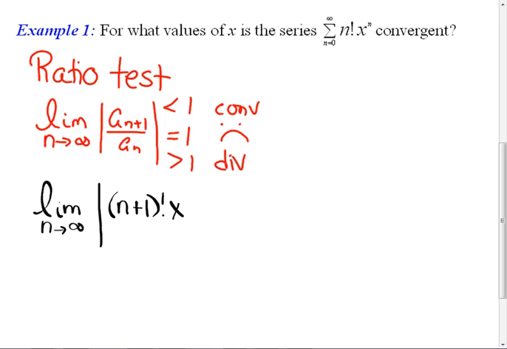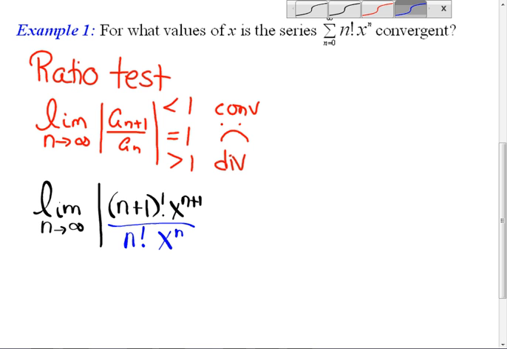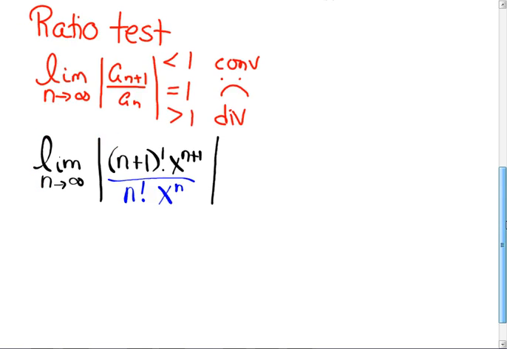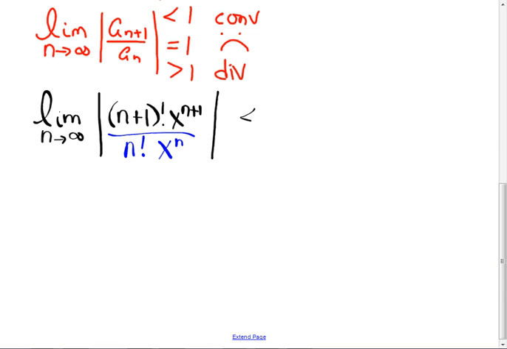And then this is x to the n plus 1, and then we're going to divide by this one. So it's divided by n factorial, and then this is x to the n. I put an n plus 1 in here and an n plus 1 there. I'm not doing a derivative. I want to see if I can find x values such that that limit of the ratio will be less than 1. Okay, this one's not too bad to do.